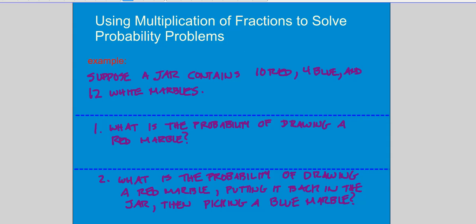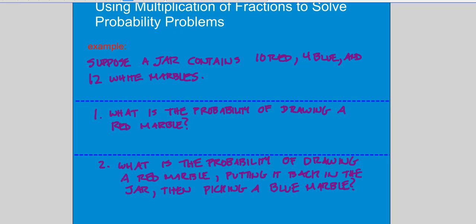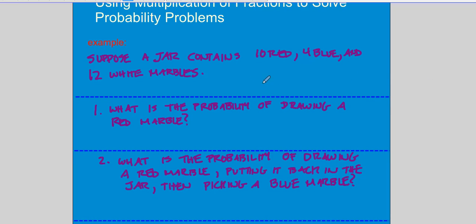So now here's another problem using multiplication to solve a probability question. Suppose a jar contains 10 red, so I'll say 10R, 4 blue, and 12 white. Now notice the total number of marbles here would be 10, 4, and 12. There's a total of 26 marbles. We need to know that. So there's 26 different marbles in this jar.